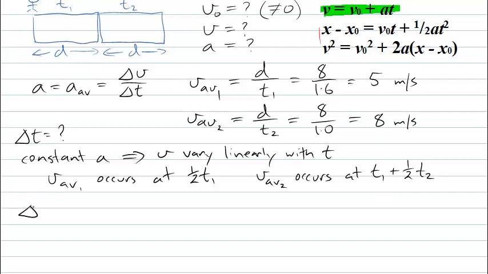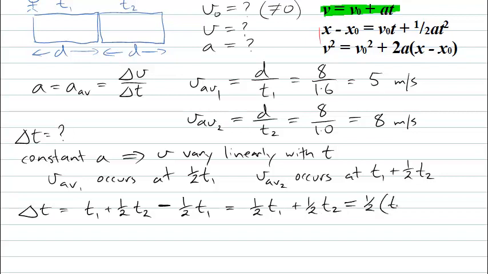So now our change in time will be our final time, that's t1 plus a half t2, that's when the train is travelling at that v av2 speed, minus a half t1. That's when the train is travelling at v av1. And that can be reasonably easily rewritten. In fact, there's a half t1 plus a half t2. And we can rewrite this as simply a half into the sum of those two times. And when you do that calculation, that change in time comes out to be 1.3 seconds.